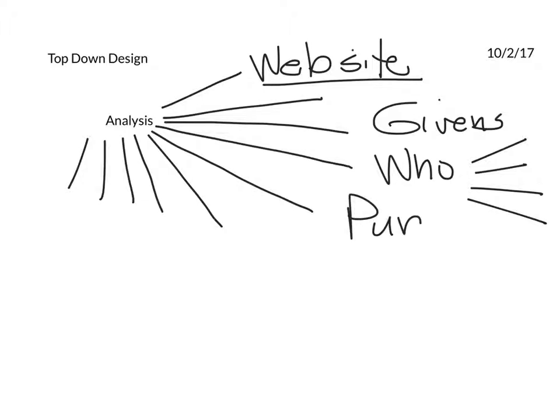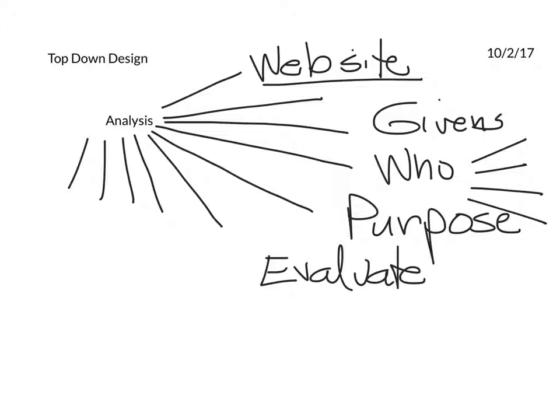Here you figure out the purpose. The purpose of the website, like what's it supposed to accomplish, how are you going to evaluate it, is it working, and etc. This is a big step in making sure you're going the right direction before you actually start creating a website. Then you can design it.